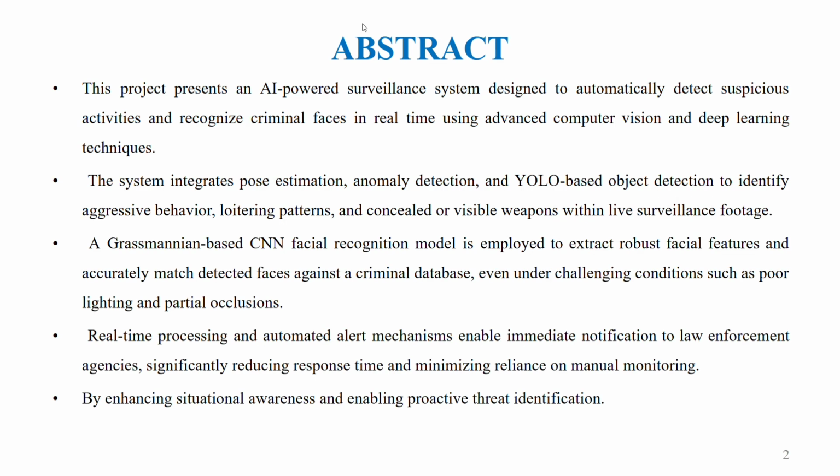Abstract. Our project is an AI-based surveillance system that detects suspicious activities and identifies criminals in real time. We use deep learning techniques like object detection, pose estimation, and face recognition. The system can detect weapons, aggressive behavior, and unknown activities. It also sends real-time alerts to authorities, reducing monitoring effort. For example, in a railway station, if a person is carrying a weapon or behaving aggressively, our system can automatically detect it and alert security immediately, enhancing situational awareness and enabling proactive threat identification.